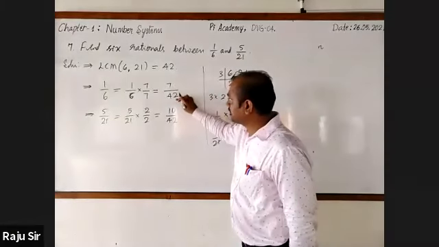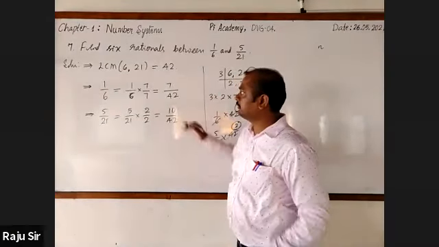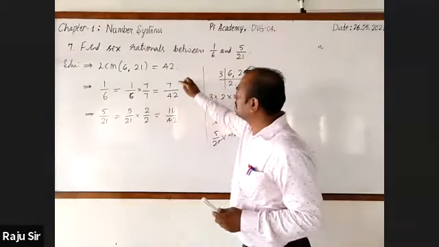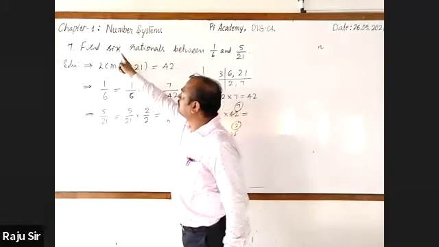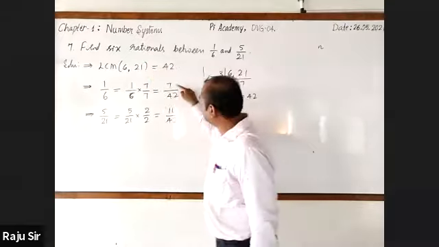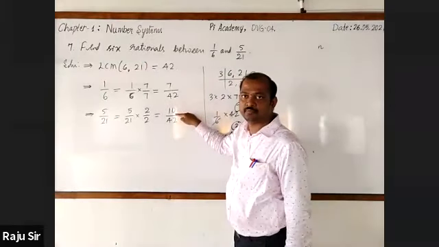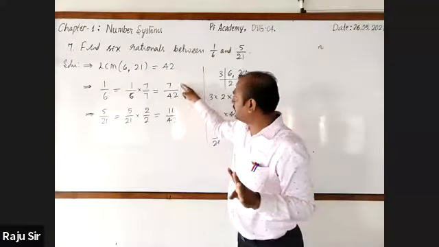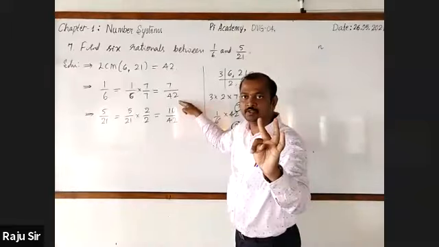We got 7 by 42 and 10 by 42. Now look here. We want a total of 6 rational numbers. But between these two, how many are there now? Only 2 are there: 8 by 42 and 9 by 42. Got it? So that is why.